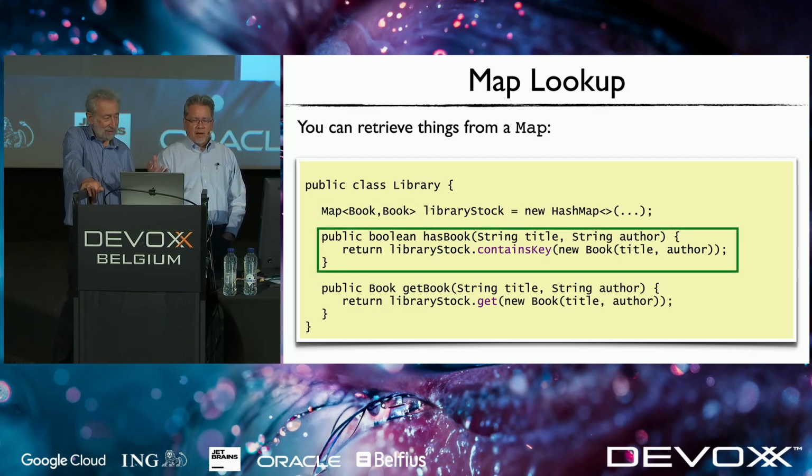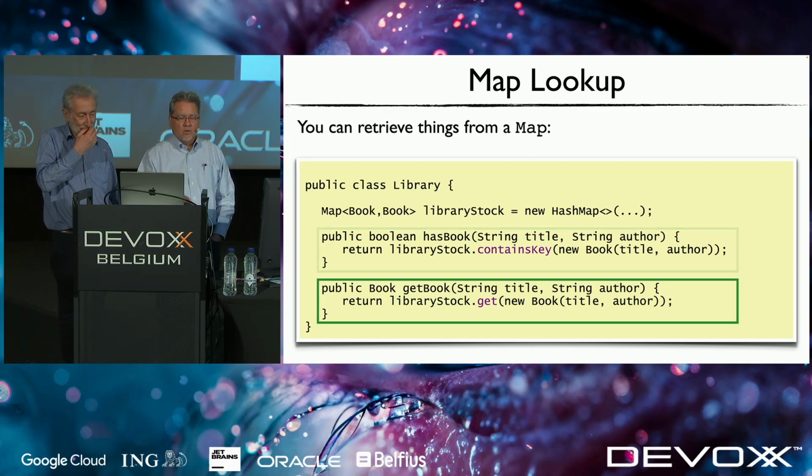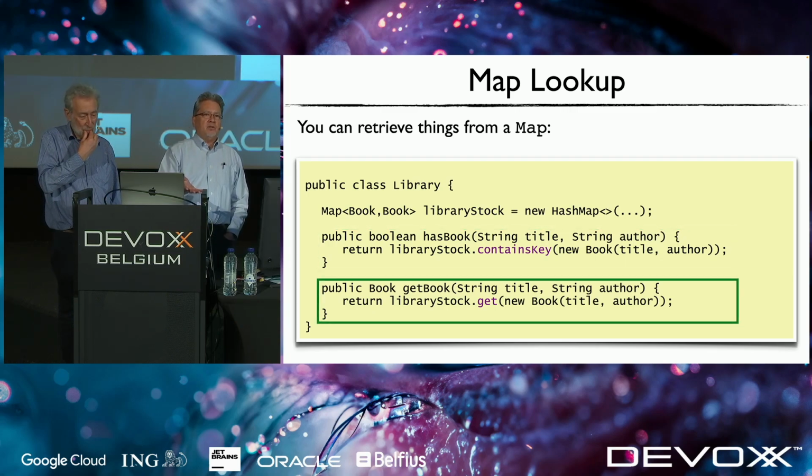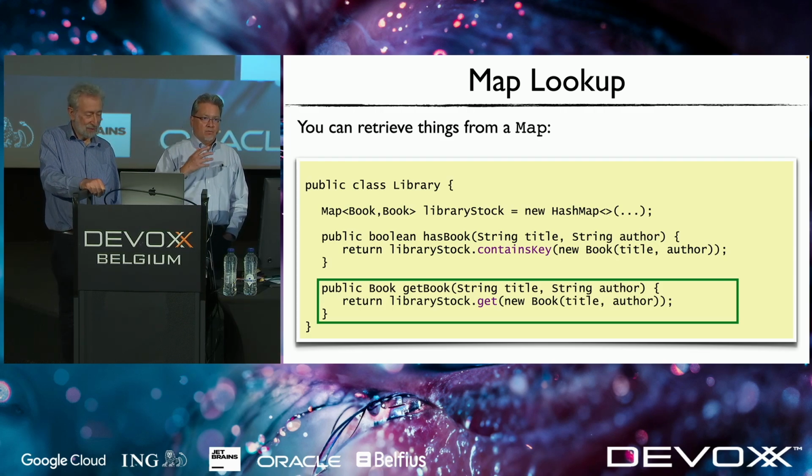We have our hasBook method, and so to have a book, you can ask the map whether it contains this key. Okay. So that will work, and then now we can write getBook, which we couldn't do at all with set. So if you want to look up a book by title and author, you can get the book, and the book that's returned is the real book.